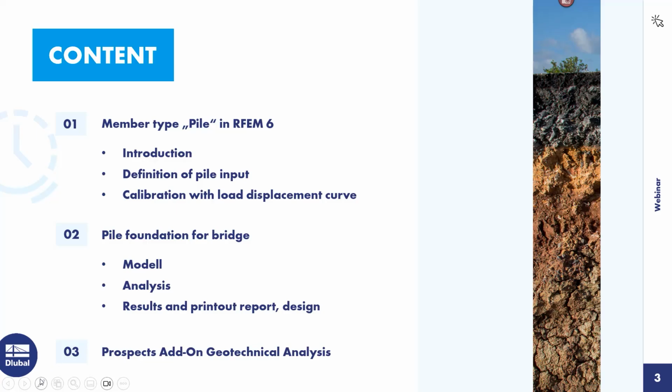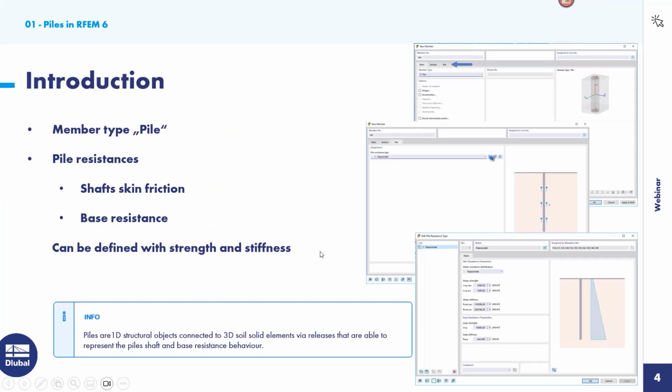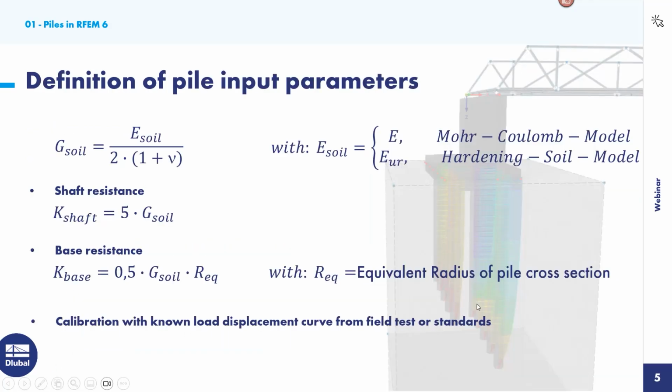Okay, then we can come to the first step. We go to the introduction. If you have the geotechnical analysis add-on, it provides the member type pile to you in RFEM 6. The pile resistances, the skin friction and the base resistance, can be defined with strength and stiffness. The piles are 1D structural objects connected to the 3D soil solid elements, and they are connected via releases that are able to represent the pile's shaft and base resistance behavior. And how the values can be defined is provided on this slide.